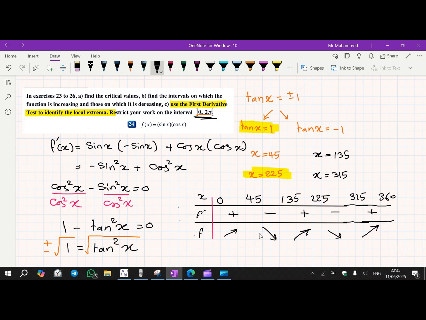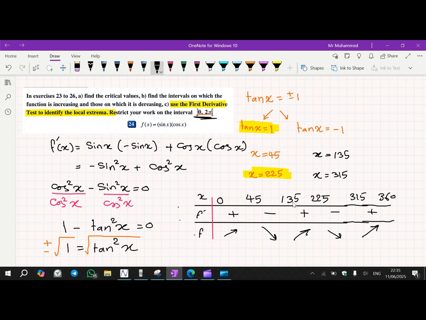So intervals of increasing are from 0 to 45, from 135 to 225, and from 315 to 360. Intervals of decreasing are from 45 to 135 and from 225 to 315. 2 intervals of decreasing, 3 intervals of increasing.